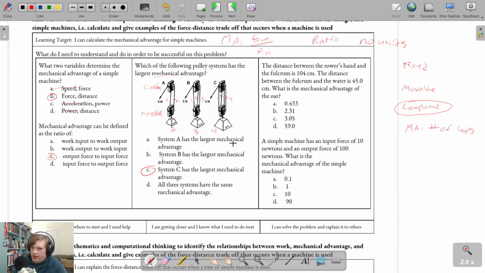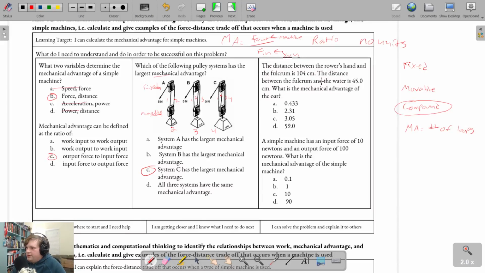What's the difference between output and input forces? Force input is what you do. So this is you. Force input is you, and this is the machine. You put force into the machine, then the machine puts the force out. So force input is you, force output is the machine.